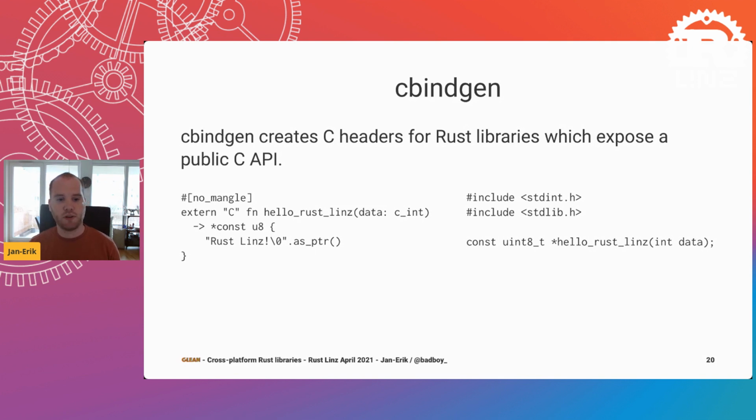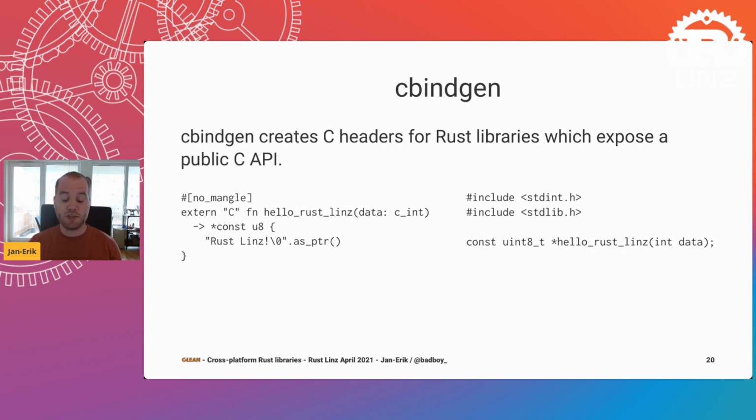So consider the code on the left, our hello Rust Linz function again, marked with no mangle and extern C, returning a pointer to some arbitrary data. If you pass that to cbindgen, you get a header file that looks like the one on the right. You get a C definition of the same data, of the same function, with the appropriate C types. Now, if we take this and throw this against our library, we get a large file that contains everything we need to make this callable from anything that knows how to call C.